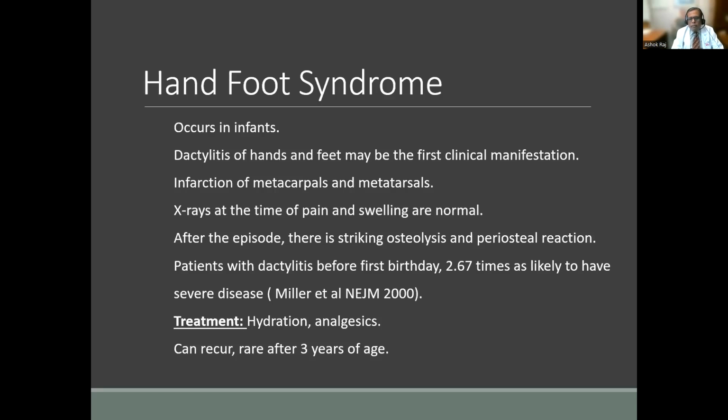And with older patients, you don't see that. I mentioned earlier that in the New England Journal study, the children who had dactylitis before their first birthday were 2.6 times more likely to have severe disease compared to those who did not. Treatment: you treat them like pain crisis with hydration and analgesics, and it's rare to recur after 3 years of age.